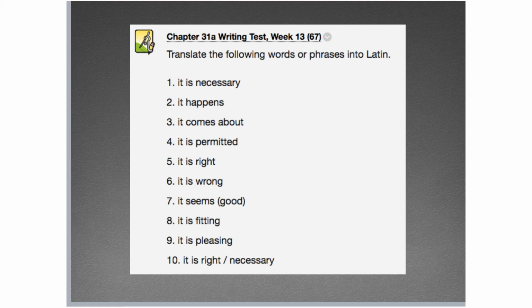And then the writing. We're just translating these words or phrases into Latin. So, it is necessary: necesse est. It happens: accidit. And I'll leave the rest for you.